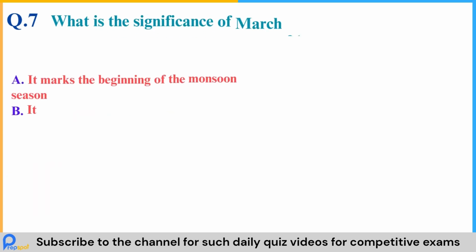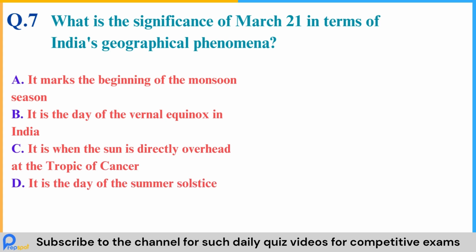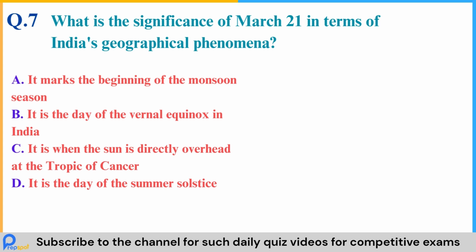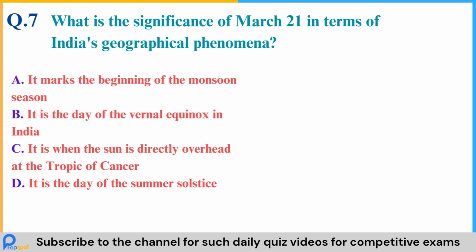Question 7. What is the significance of 21st March in terms of India's geographical phenomena? A. It marks the beginning of the monsoon season. B. It is the day of the vernal equinox in India. C. It is when the sun is directly overhead at the Tropic of Cancer. D. It is the day of the summer solstice.